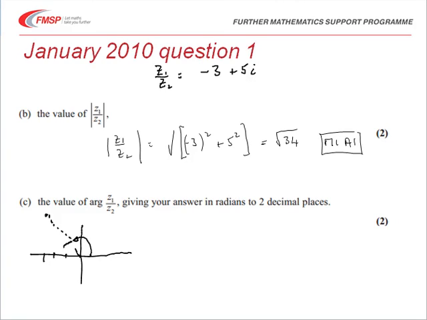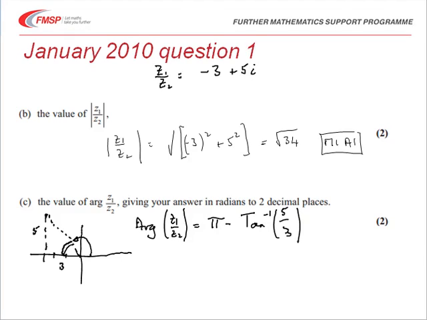But one way is to say, let's calculate the angle to this point here, and that we can see is equal to tan to the minus 1 of 5 over 3, and then we can subtract that from pi, so that the argument of Z1 over Z2 is going to be equal to pi minus tan to the minus 1 of 5 over 3. We're asked to give this in radians, and if you calculate that in radians to 2 decimal places, it comes out to be 2.11.